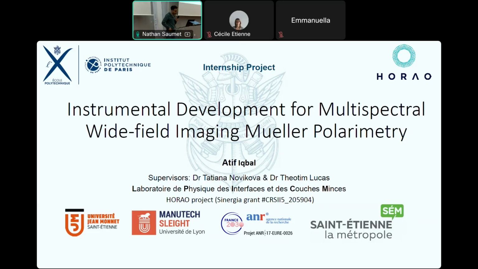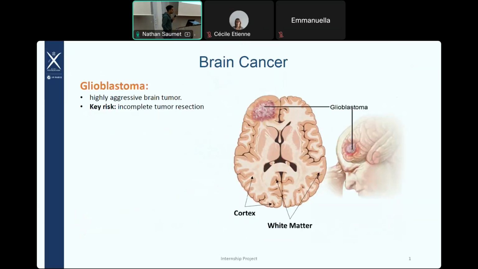And today I'm going to present my internship project, which I did at LPCIM, Ecole Polytechnique, within the Horao project. So let's talk about brain cancer. Glioblastoma is an aggressive type of brain tumor, and the key risk in this type of cancer is incomplete resection during the surgery.